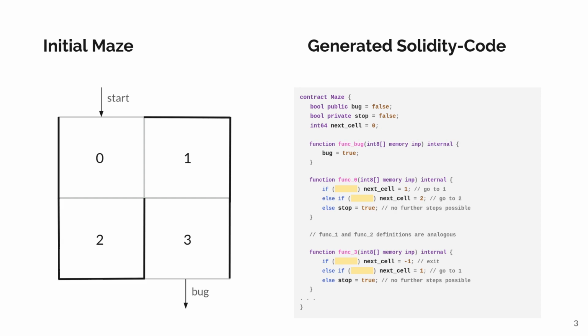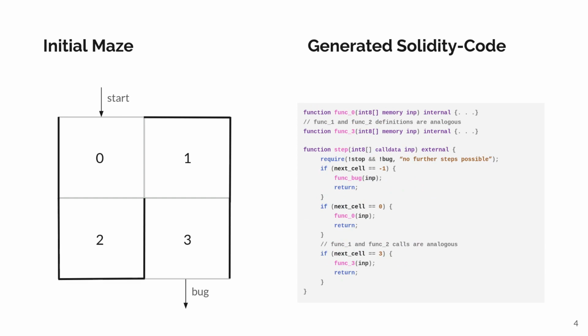But there is a problem, since fuzzers are able to call arbitrary functions in a contract in Solidity in any order. Thus, we need to ensure that we always only call the function corresponding to the current position of the fuzzer in the maze. Therefore, we decided to make all of the functions corresponding to cells internal and define a single entry point to the maze contract.